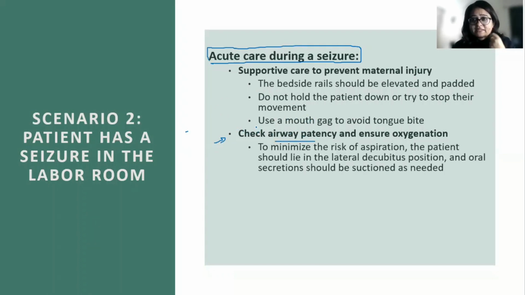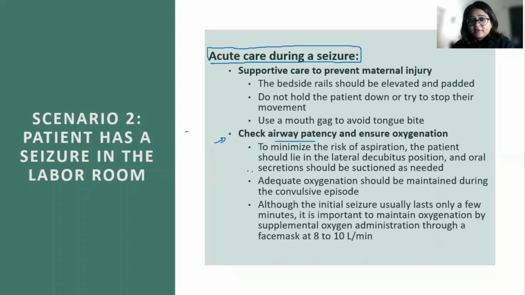How do you do that? By suctioning out secretions which the patient may aspirate. So put the patient in a lateral decubitus position and suction the oral secretions. Then you can maintain oxygenation by giving her oxygen 8 to 10 liters per minute.